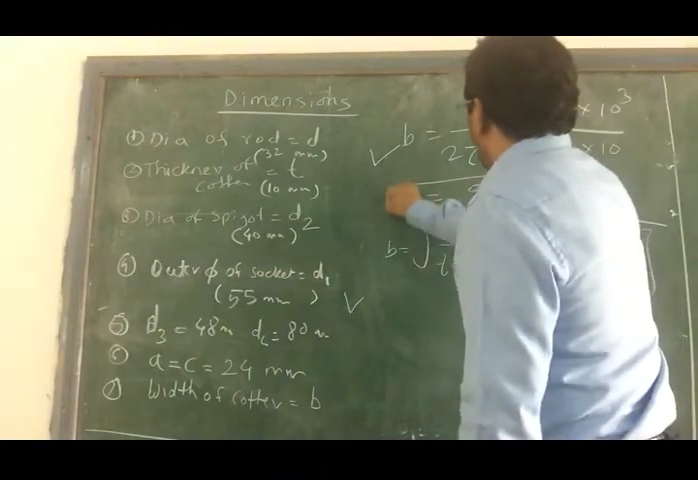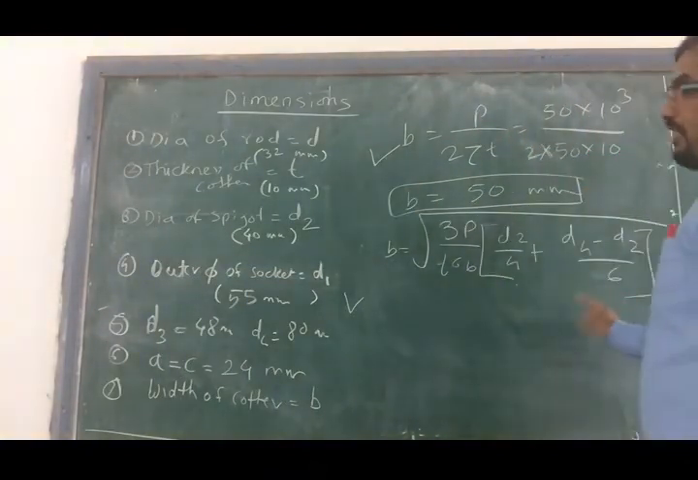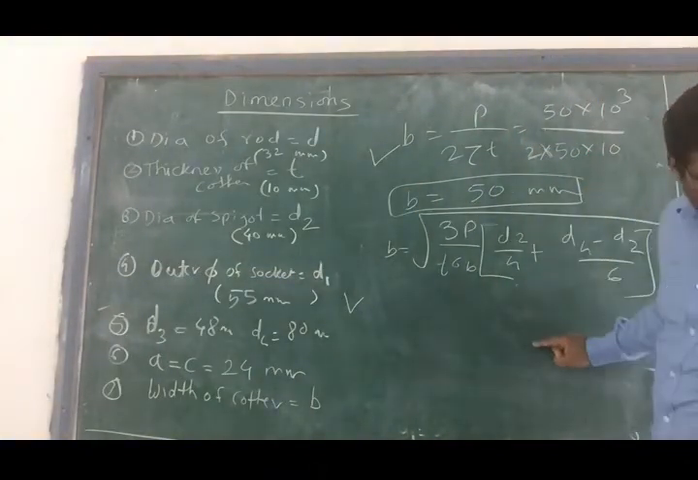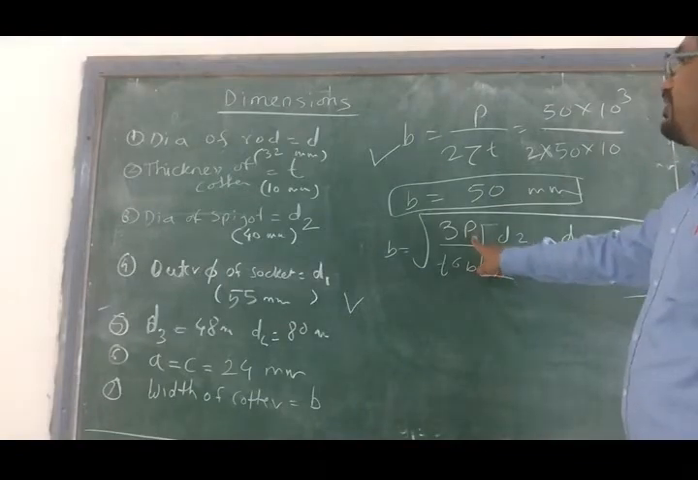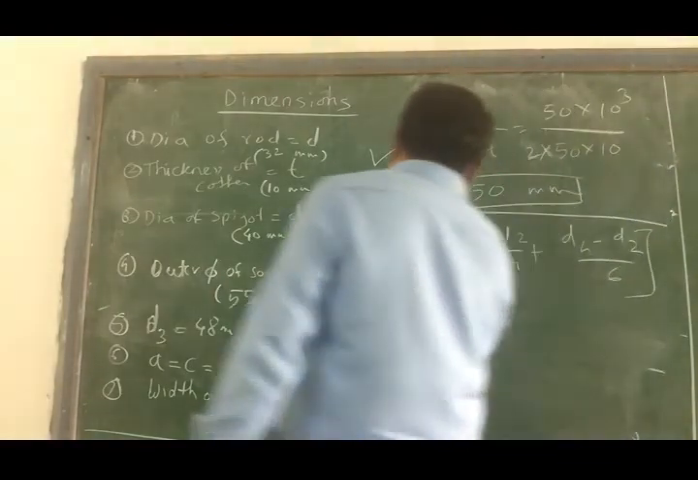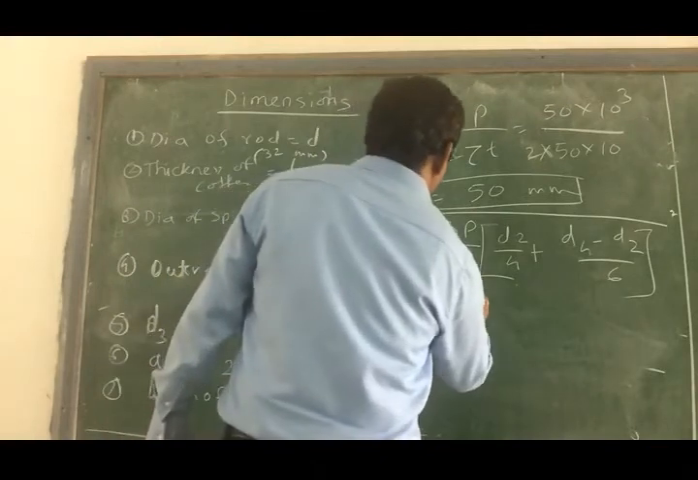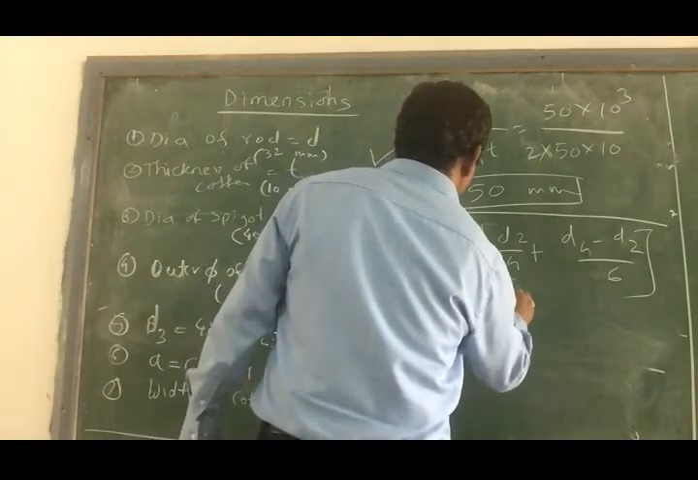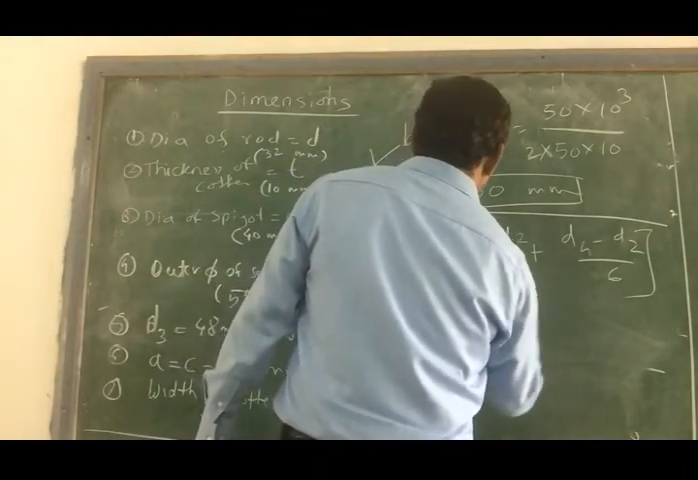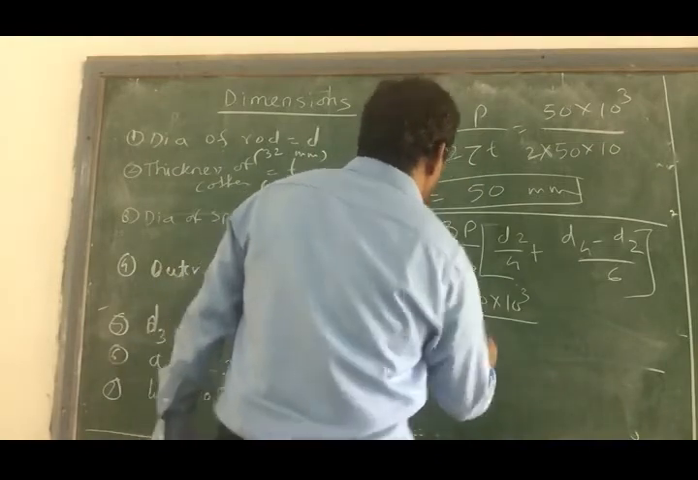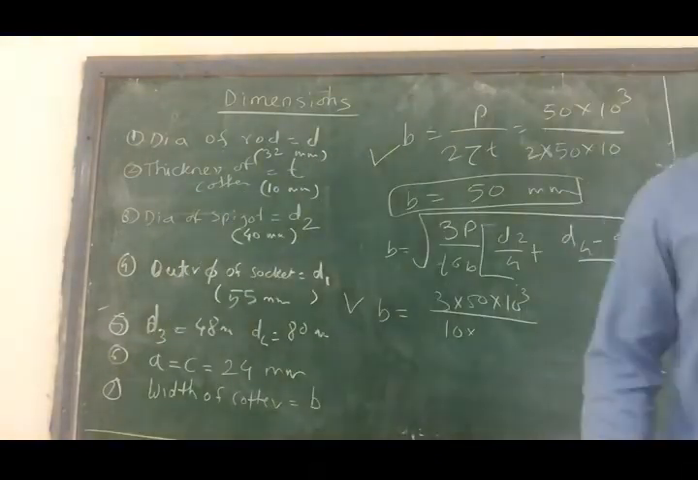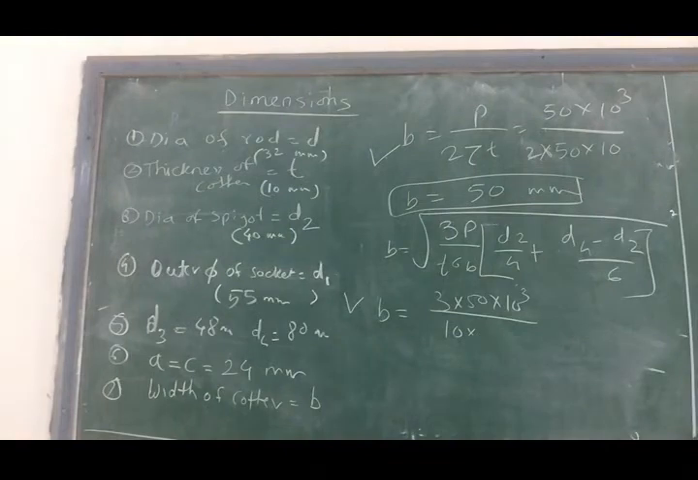With the shear failure, we got B as 50 mm. With this, we'll get some value. We'll take the maximum of these two. With this, we know P. So let's try to find it out. 3 into 50 into 10 raised to 3, upon T into sigma b. Sigma b for bending was given. I think it was 100, right? Yes, it was 100.